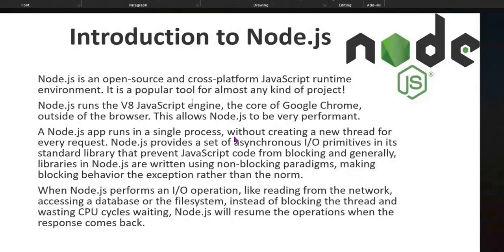So Node.js is open source and cross platform. This is used in almost any kind of project. Node.js runs on the V8 engine. The V8 engine is the Google Chrome engine that enables the browser to run JavaScript. With the help of the V8 engine, we can execute Node.js. And the Node.js app runs in a single process without creating a new thread.